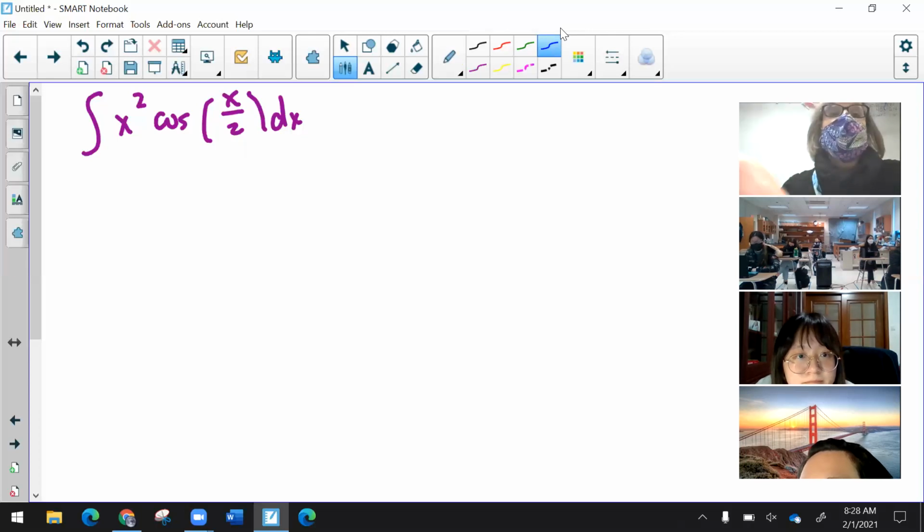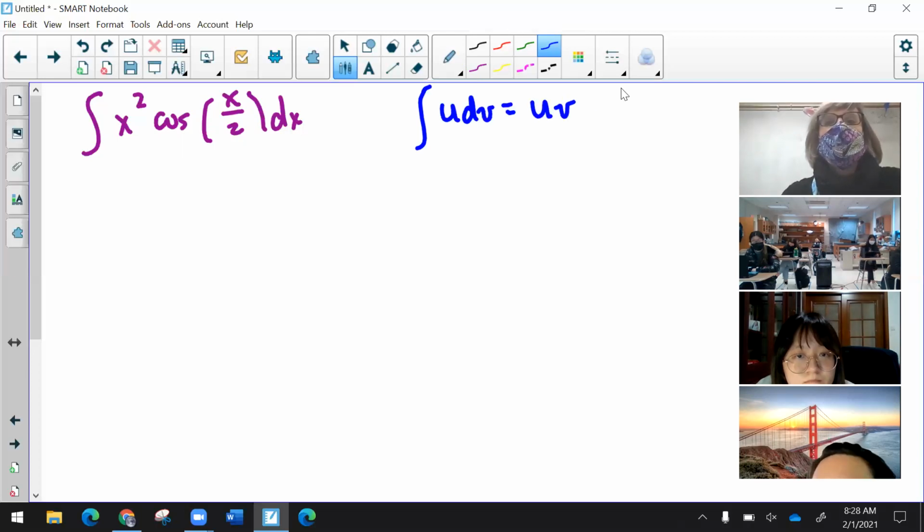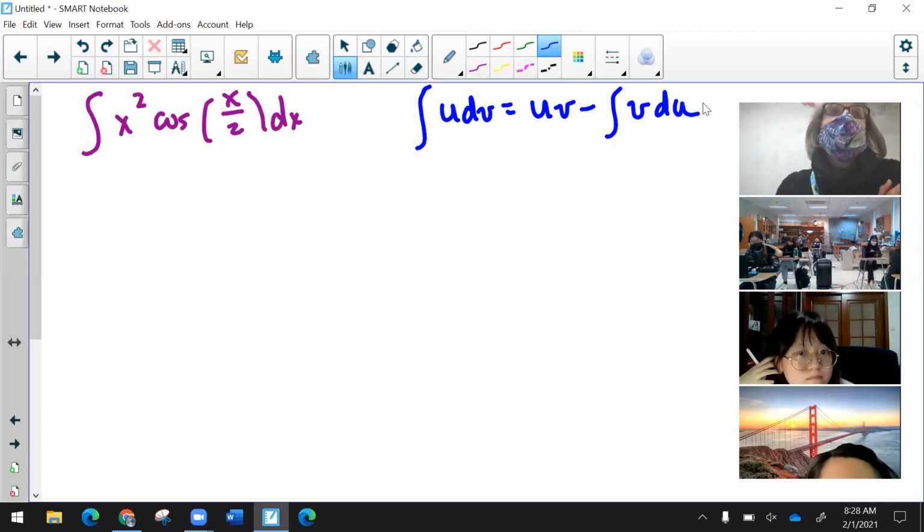Integration by parts. So again, you might want to remind yourself of the formula. It's the integral of u dv is going to be uv minus the integral of v du. You really do have to memorize that. The more you write it down, the better chance you're going to have of remembering. Okay.